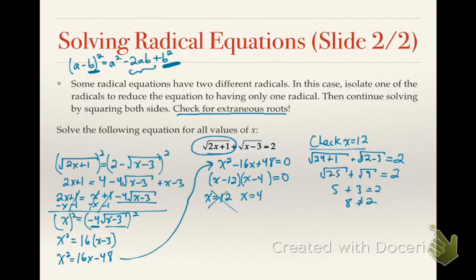Let's check that. If you check x equals 4, notice you get radical 8 plus 1 plus radical 4 minus 3. See if that's equal to 2. I just multiply the 2 and the 4 to get the 8. Okay. Radical 9 plus radical 1.